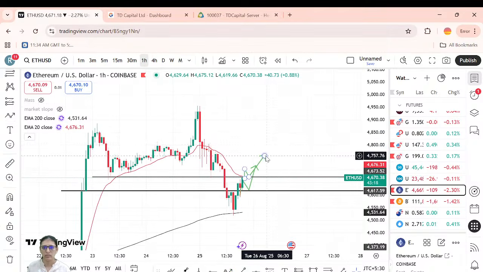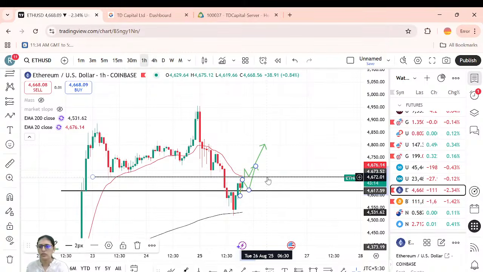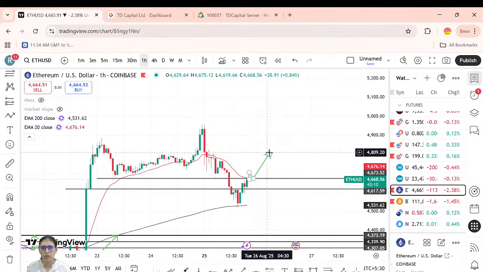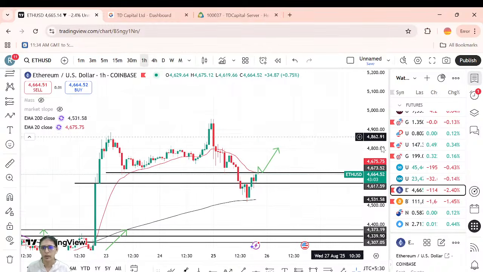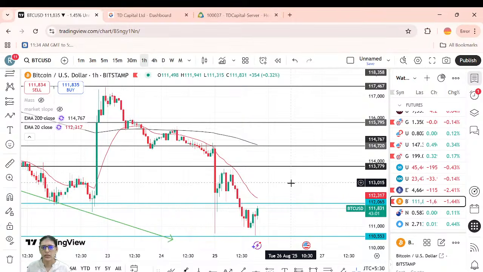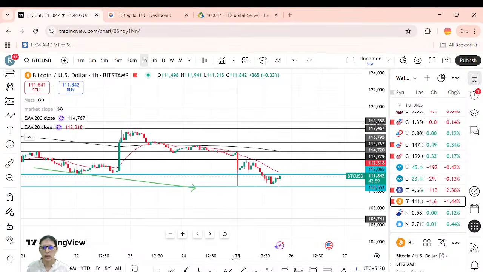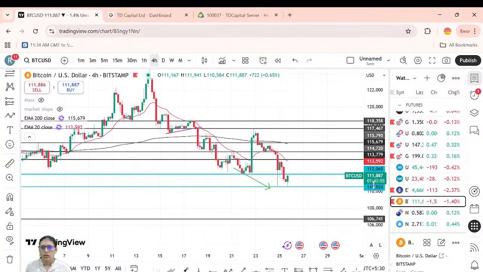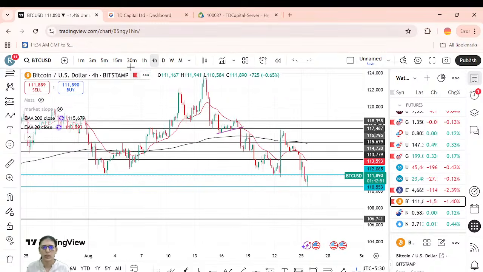See, target at least should be till here, but I'm just being conservative so that you don't come out of profit once you come into it. If there's a proper breakout of this area, wait for a retest, enter on retest and wait till here. Okay. BTC, nothing much I think for today. Let me see if there's anything in BTC.